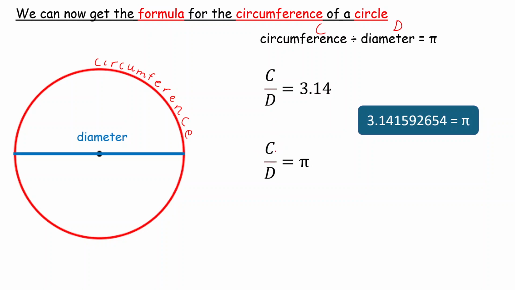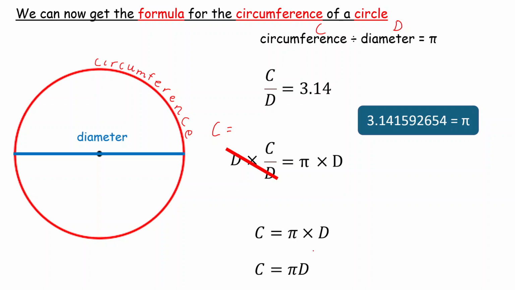There we go. Now I want to get c to be the subject of this formula, because I want to get a formula out of this. I want to get c to be equal to something on its own. And to do this, the opposite of dividing by d is to multiply by d, and I do that on both sides. The d's cancel, and I'm left with c being equal to pi times the diameter. Which I can just write more simply as circumference is equal to pi d, pi times diameter.